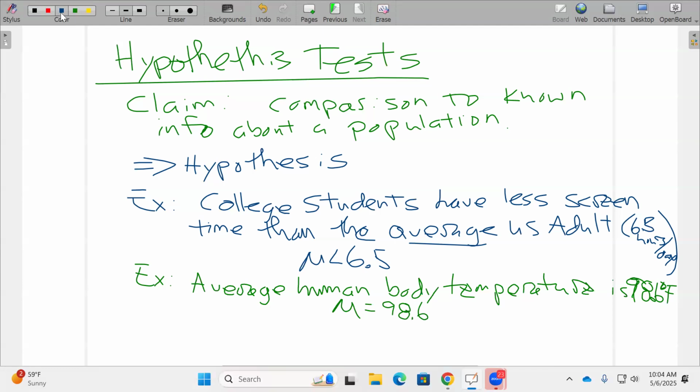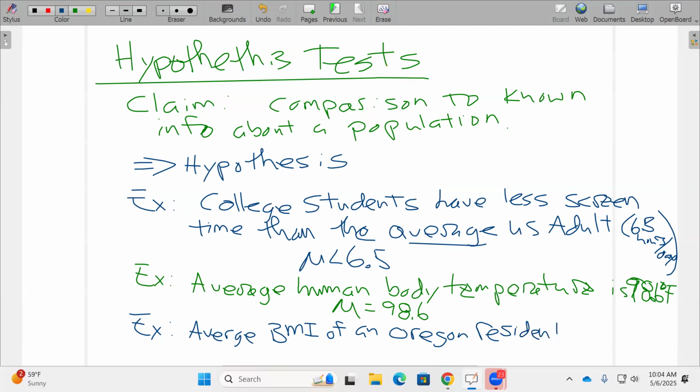Another example. Average BMI of an Oregon resident is at most 28. And I'm not going to worry about the units of BMI right now. We talked about it the other day. Talk about it again in the near future. Okay. And I use the word average again. So guess what symbol I'm going to use?